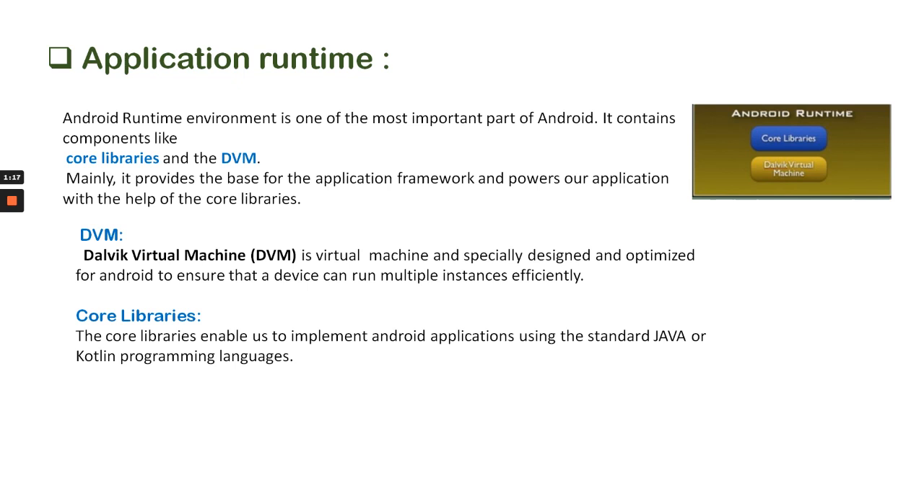Now core libraries. The core libraries enable us to implement Android applications using the standard Java or Kotlin programming languages. I think these are the programming languages which we use to develop Android applications. When we start actual app development, at that time you will get to know what those programming languages are and how we are using them for Android development.